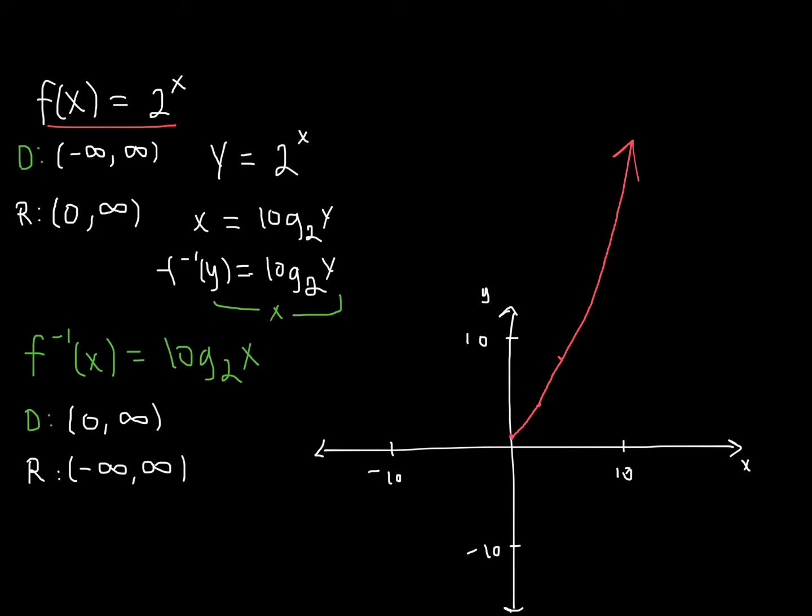And it looks something like this. And as I move to the left, it'll get closer and closer and closer to 0, but never quite touch. Right? Okay. Now, how can we graph the inverse? So there's a couple ways to do it.